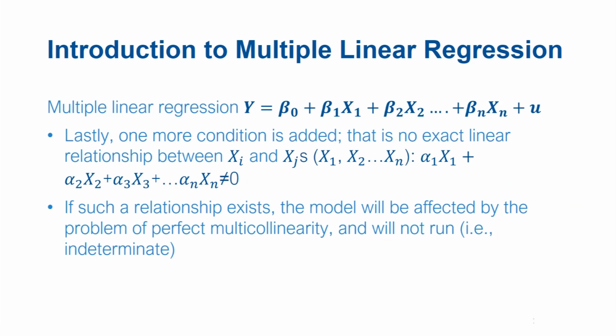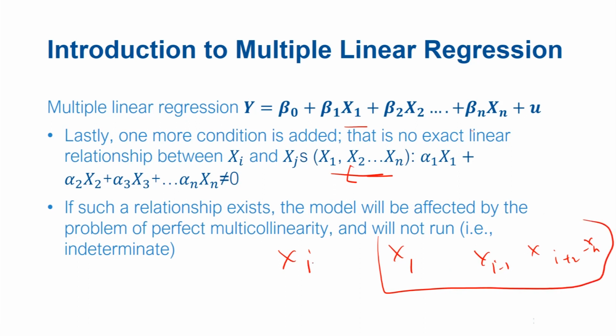Another very important condition for this model to work is about collinearity. That is, all these xi's, let's take them together, x1, x2 and so on up to xn, none of the xi's can be explained by the remaining independent variables. For example, if I take xi, the remaining ones, x1 to xi minus 1 and xi plus 1 to xn, they cannot explain this xi completely. That means there cannot be any function of this form, alpha 1 x1 plus alpha 2 x2 and so on up till alpha n xn, which is equal to 0. That means any one of these variables cannot be expressed as a linear combination of the other independent variables.